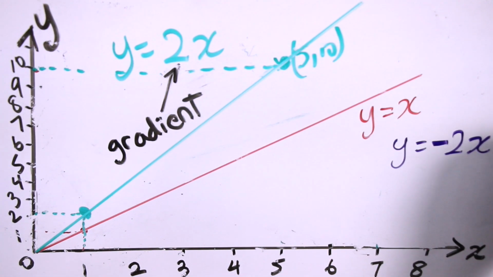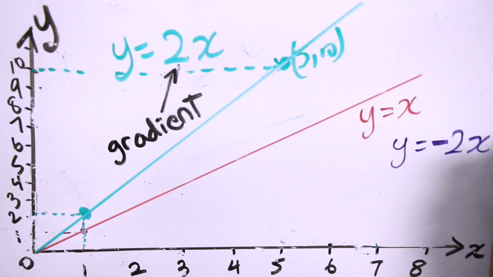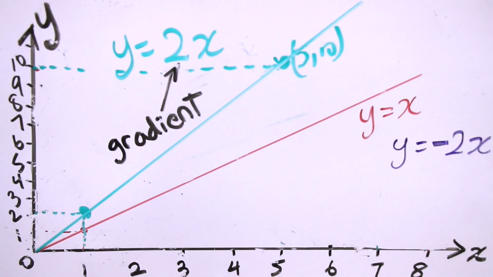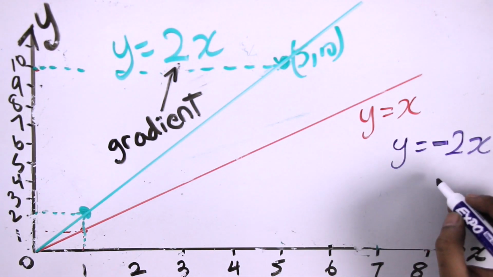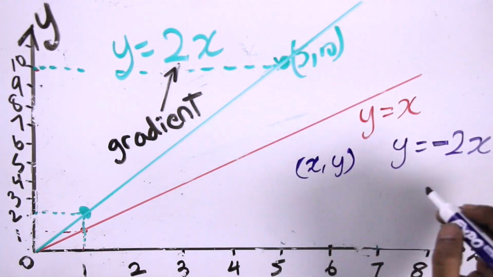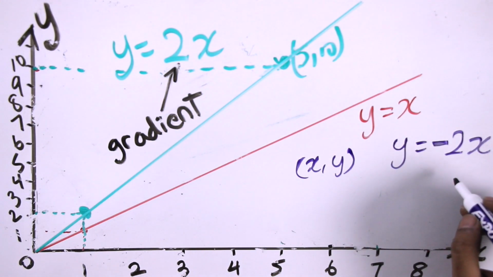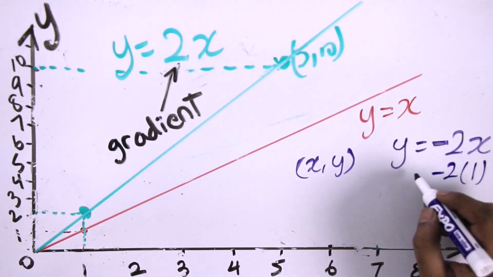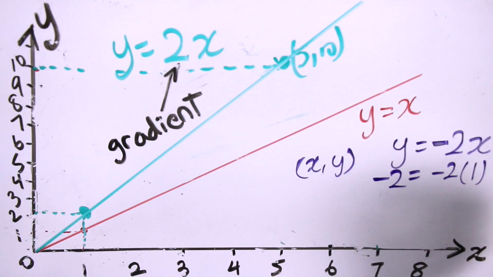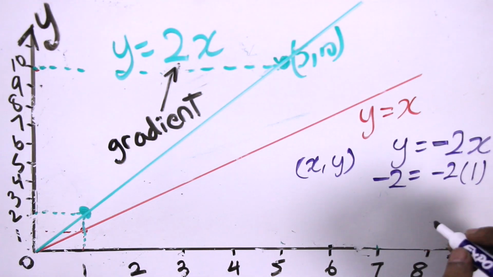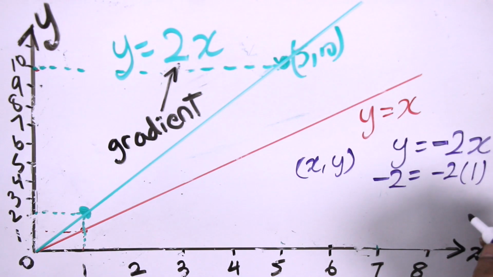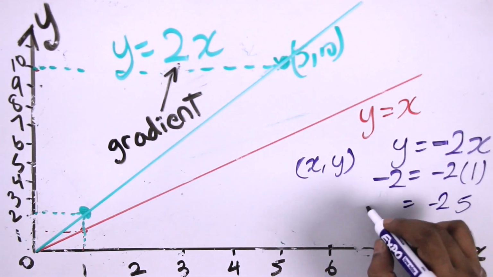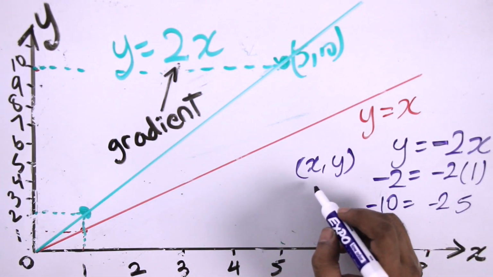So, let us consider the line y is equal to negative 2x. The first thing we would need to do is find our 2 points. Remember, we only need 2 points to draw a line. So, let's try when x is 1, y will be negative 2. And how about when x is 5? Well, then we see y is negative 10.